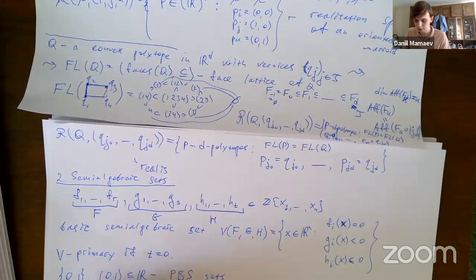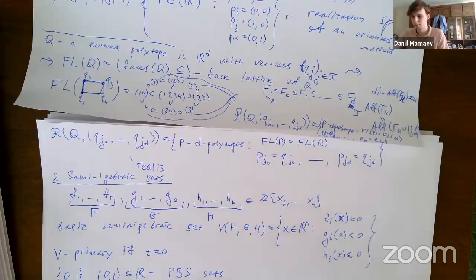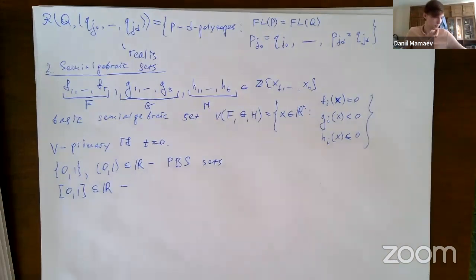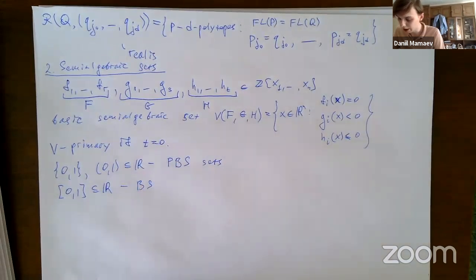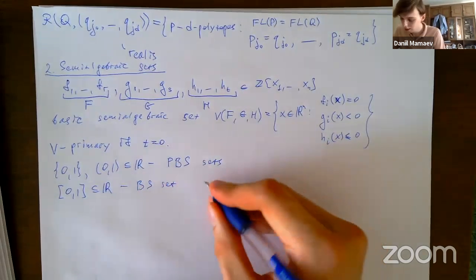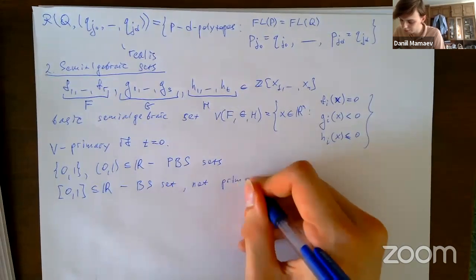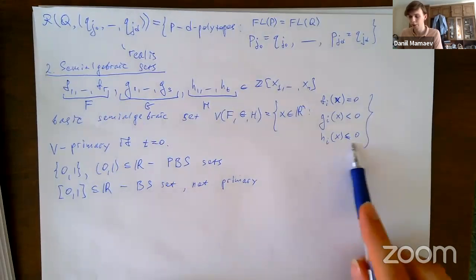So, for example, the set of 2 points or an interval in R, these are primary basic semi-algebraic sets. And a segment on a line is a basic semi-algebraic set, but it's not primary, because you cannot define it without using non-strict inequalities.